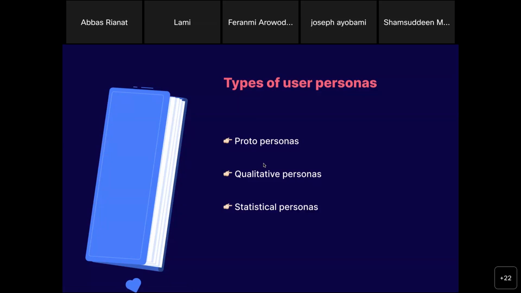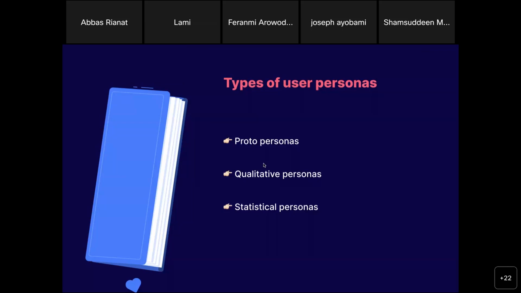Okay, fine. So as a UX designer, I know it is very important to know the types of user personas. We have different types of user personas. But anytime I want to draw my user personas, I only categorize them into these three types: we have proto personas, we have qualitative personas, and we have statistical personas.